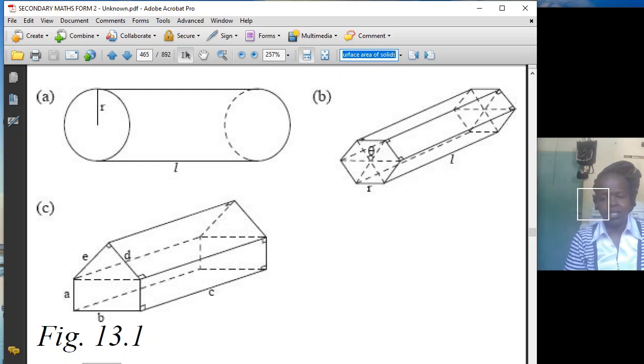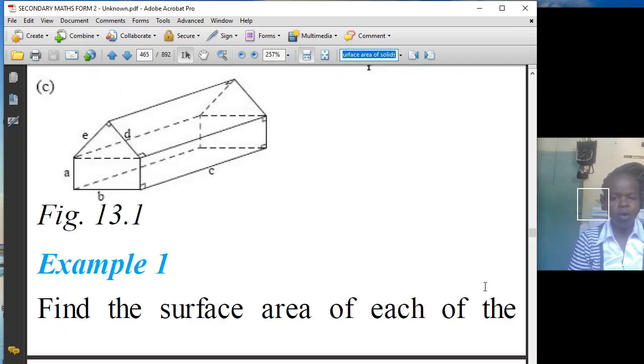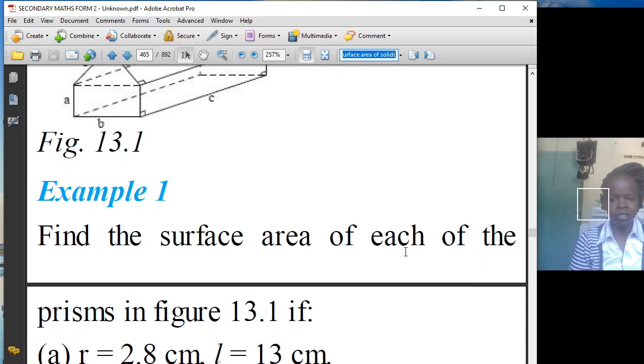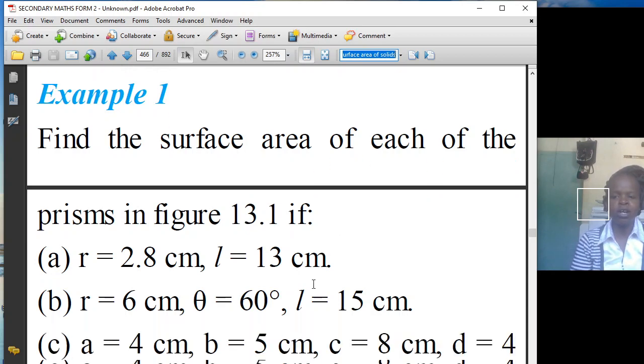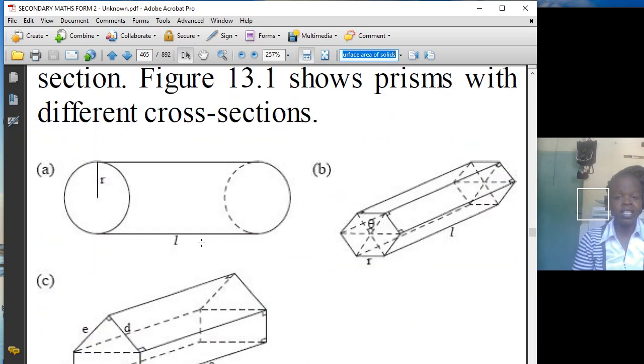So how will you handle the calculations on those prisms? Let us go through those examples. How can we find the surface area of that cylinder with a radius of 2.8 centimeters and a length of 13? That length is like the height of the cylinder. So we said it's finding the area of the circular ends plus the area of the curved part.